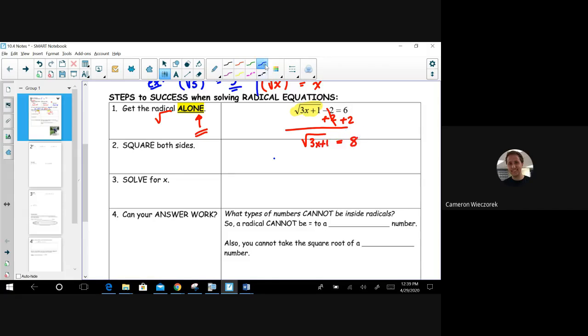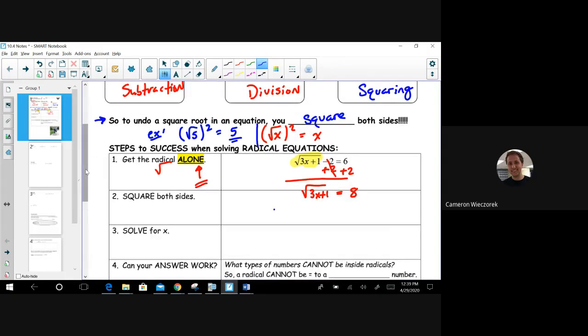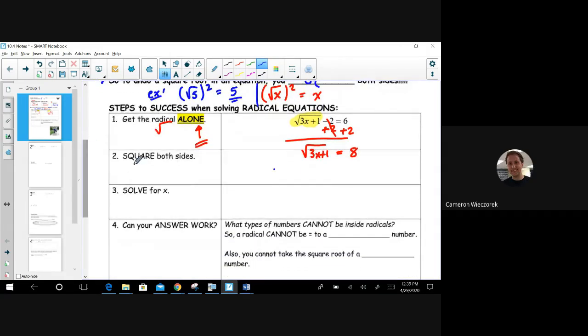Second step goes right back to what I said earlier. If you want to get rid of the square root, you got to square both sides. So that's the next thing I'm going to do. Once the radical is all by itself, you got to make sure the radical's alone first. Square both sides, and that's going to get rid of the radical, and it's just going to leave you with what's underneath.